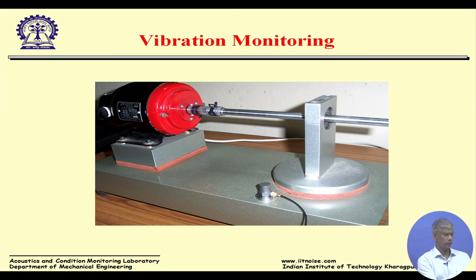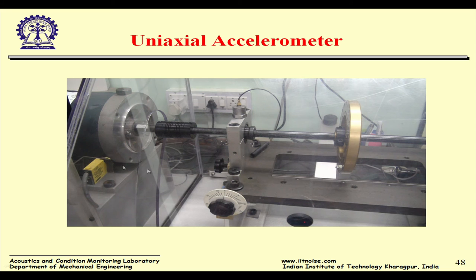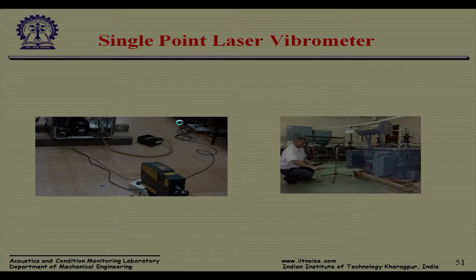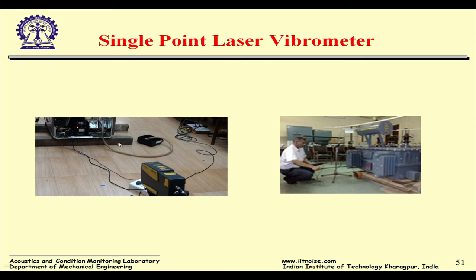We do that vibration measurement, etc. This is a uniaxial accelerometer being put on a test rig to do a measurement. This is a reluctance type velocity pickup. An optical encoder, a single point laser vibrometer. This is a transformer noise which we are measuring. I'll tell you about this transformer noise tomorrow when we talk about human hearing and what effect it had and so on.